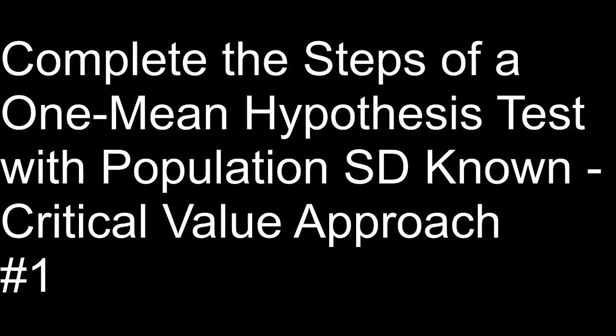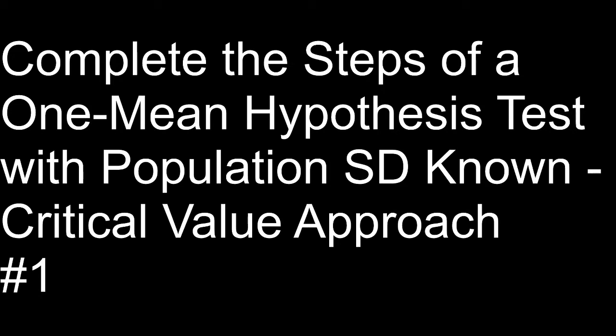Alright, this video is on the objective: complete the steps of a one mean hypothesis test with population standard deviation, sigma, known. And it's the critical value approach, where you find critical values and set up a rejection region and then see if your test statistic falls in that rejection region or not. Alright, so this is number one. This is the first video I'm doing on a question related to this objective.